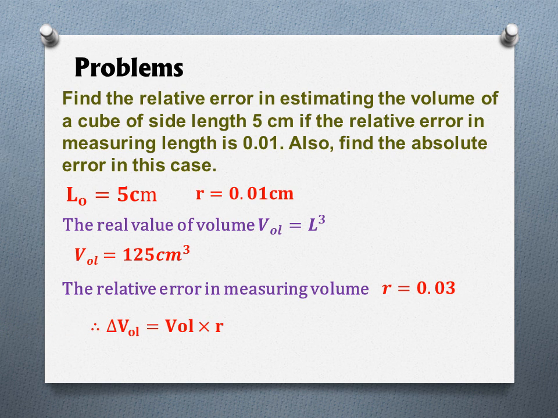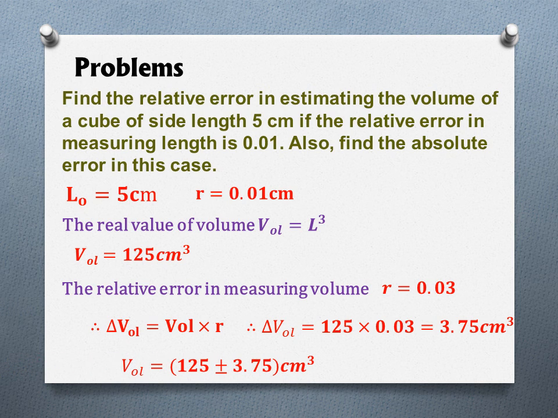So the absolute error in the volume equals the volume as a real value times the relative error. So we find the absolute error equals 125 times 0.03 equals 3.75 cubic centimeters. If we want to express this experiment, the volume equals 125 as a real value, plus or minus 3.75 as the absolute error, cubic centimeters.